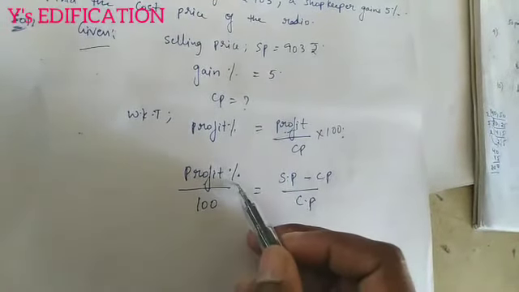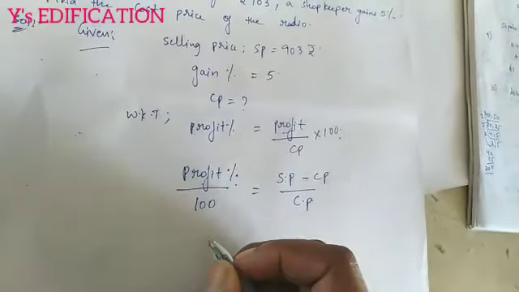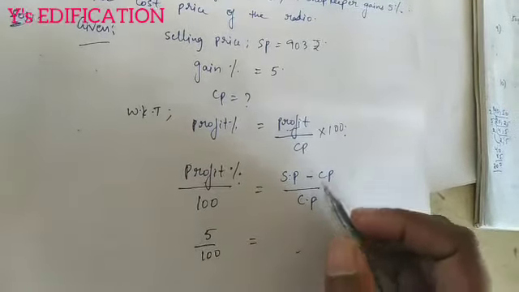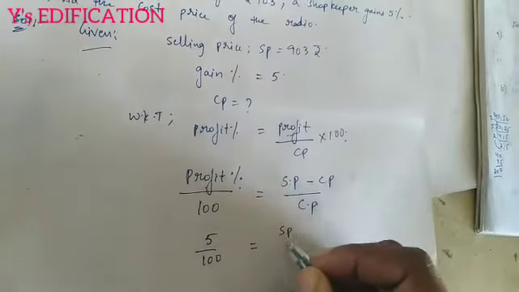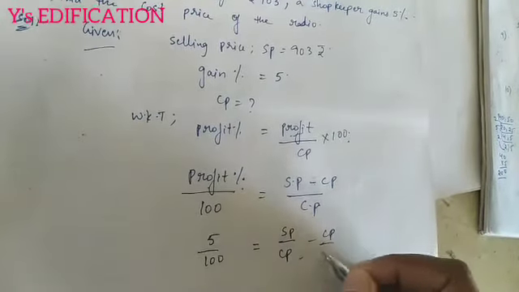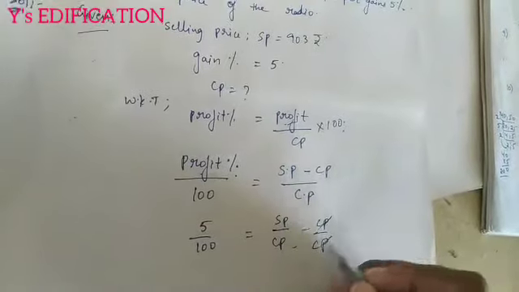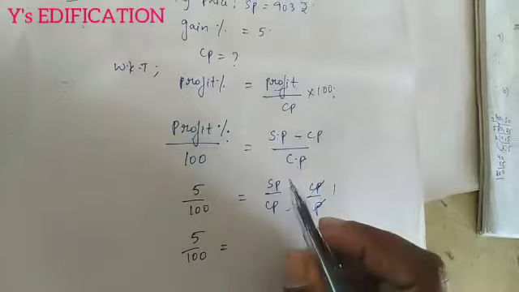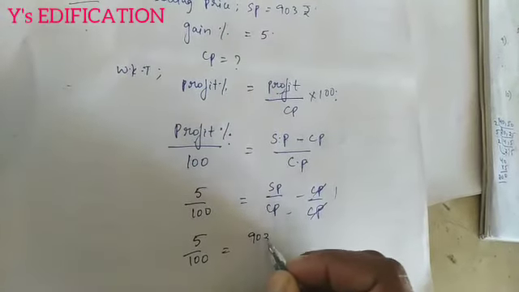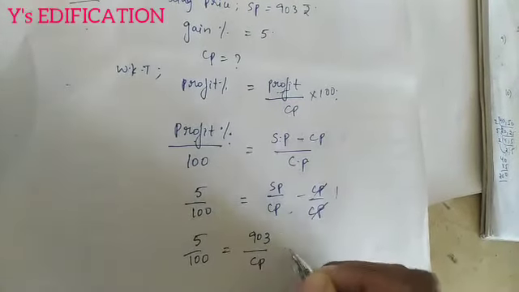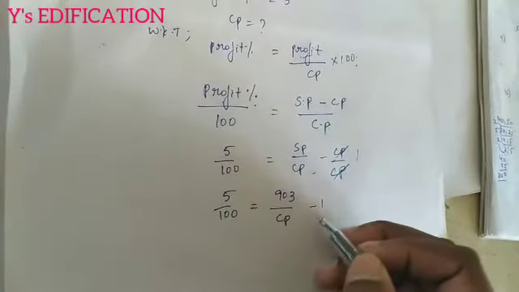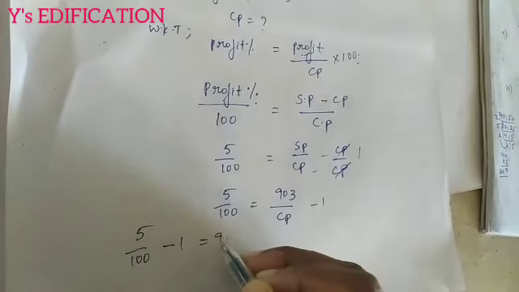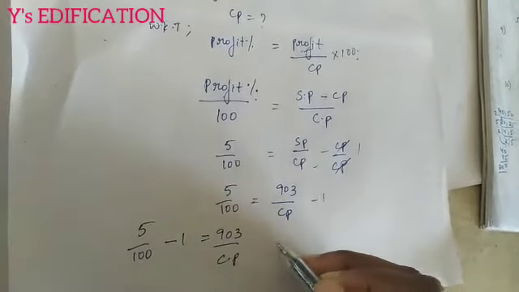So what is the profit percent here? 5 by 100 is equal to SP by CP minus CP by CP, I have separated. CP got cancelled, it is 1. So 5 by 100 is equal to, what is the selling price? 903 by CP minus 1, since we have to find out the CP. So transpose this 1 to the LHS side. So 5 by 100 minus 1 is equal to 903 by CP.